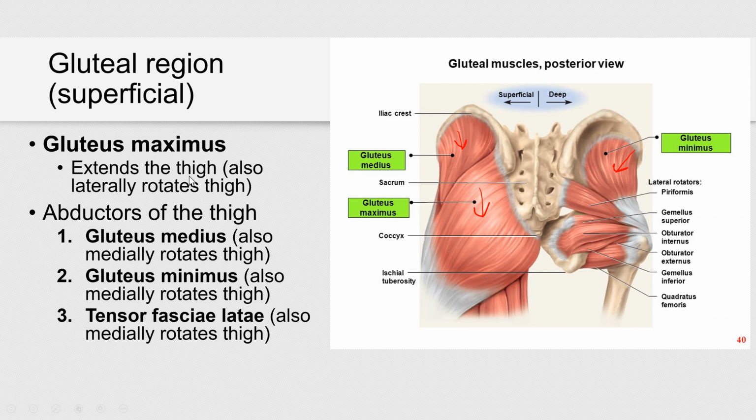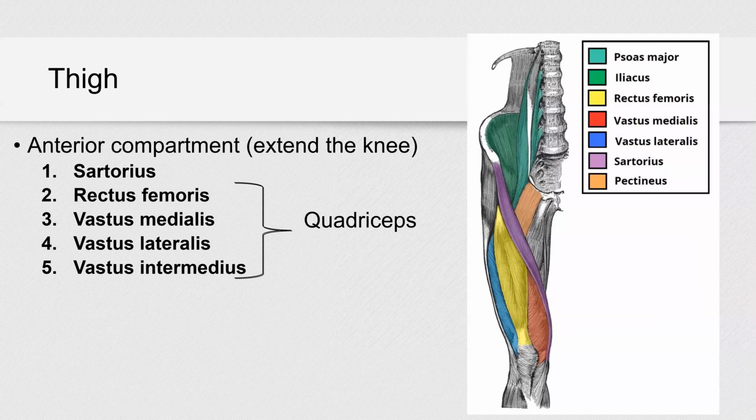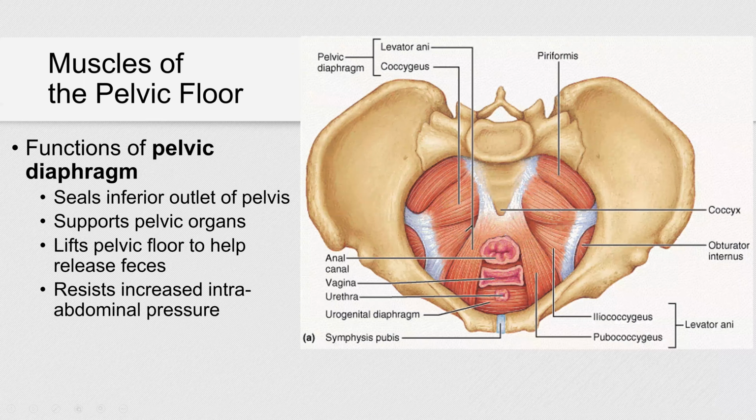Now, tensor fascia lata is not shown on this diagram, so I'm going to go to this slide. This muscle over here is tensor fascia lata. It's a pretty small belly, and it has a tendon. Then this tendon inserts into the iliotibial band over here. Right, so that's our tensor fascia lata.